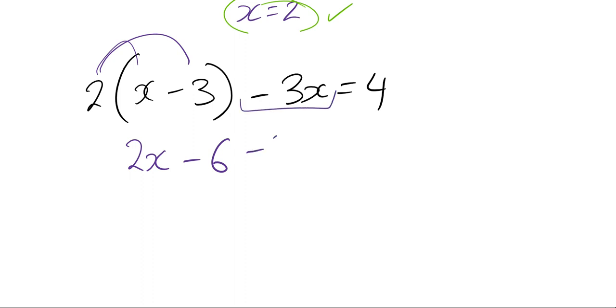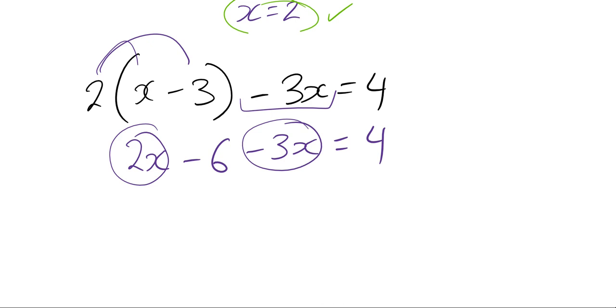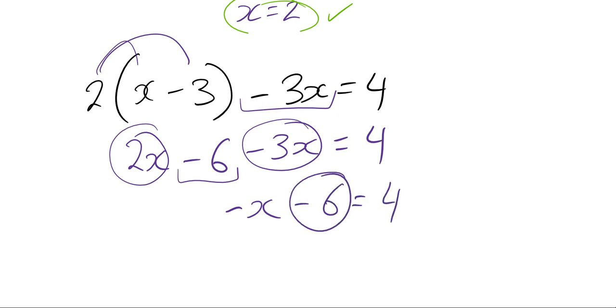The only thing that's left is negative 3x. Put my like terms together. 2x, take 3x is just negative x or negative 1x. And then I'm left with take 6. Let's solve. So I need to get rid of a take 6. If I move it over, it becomes a positive 6.